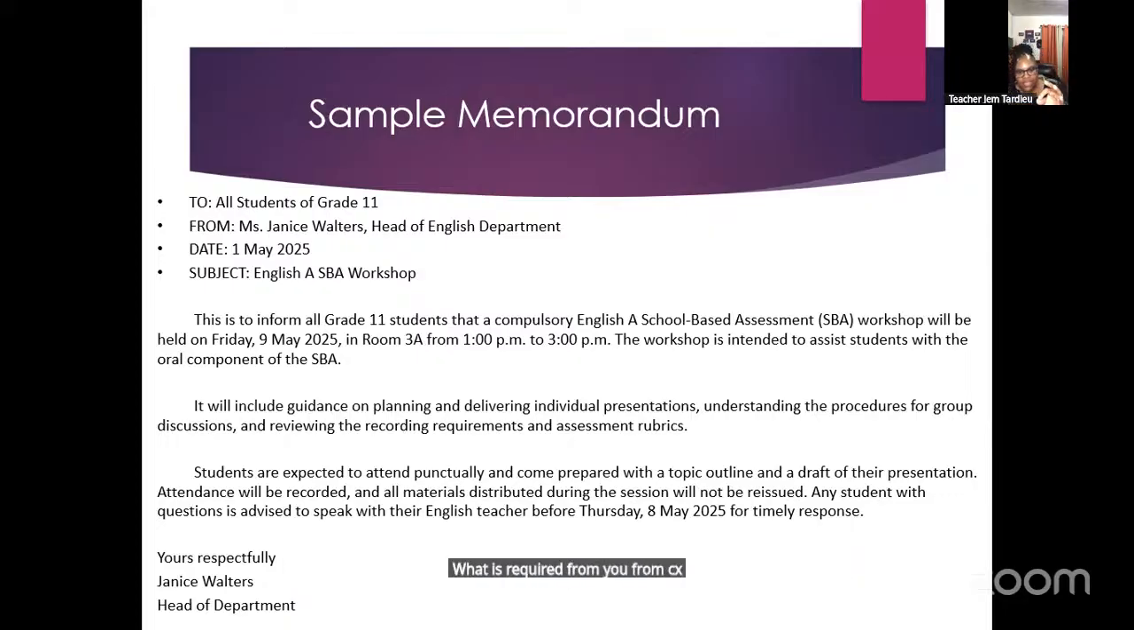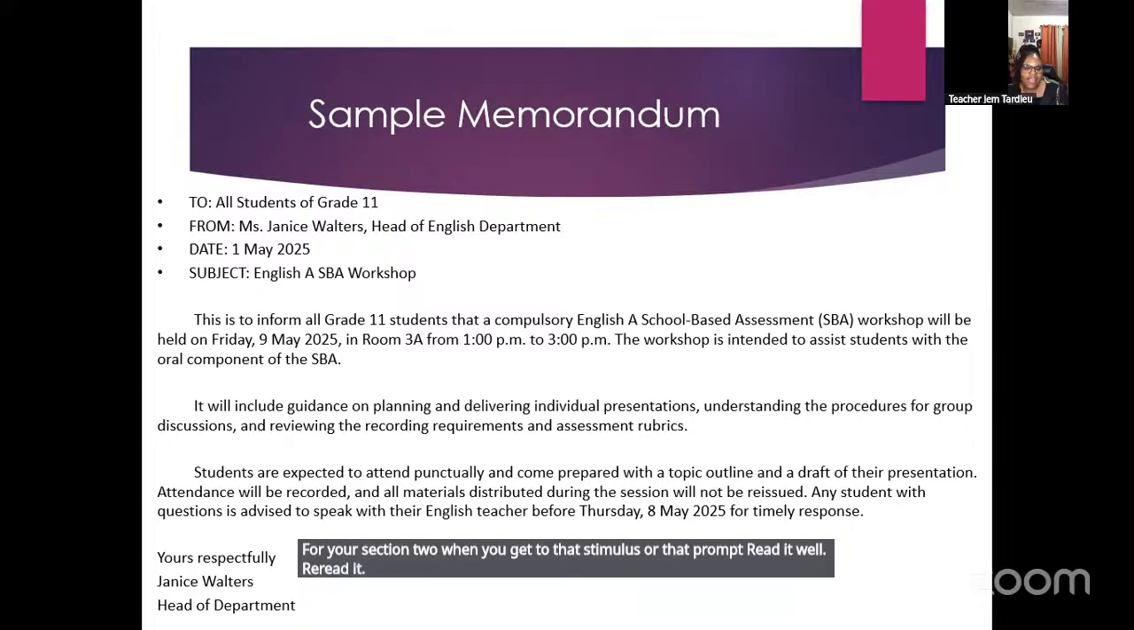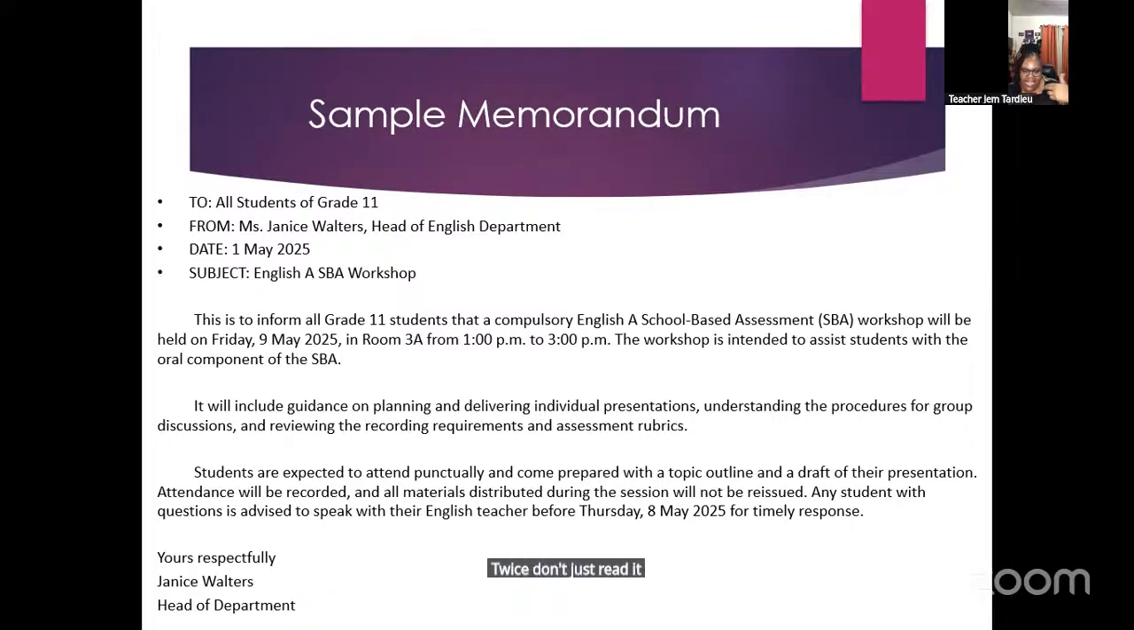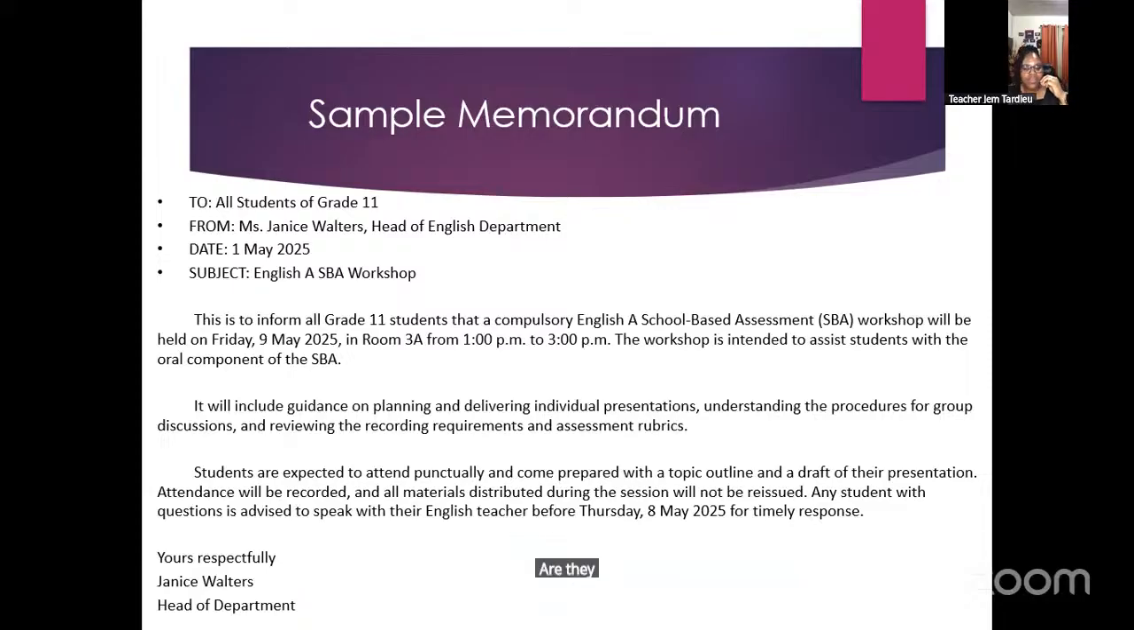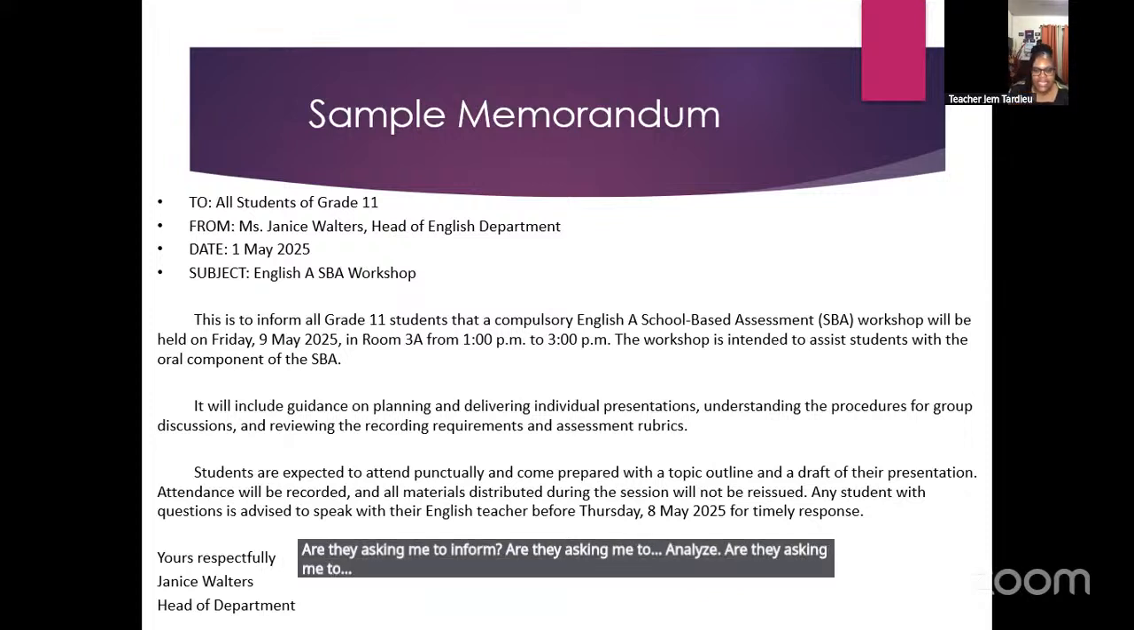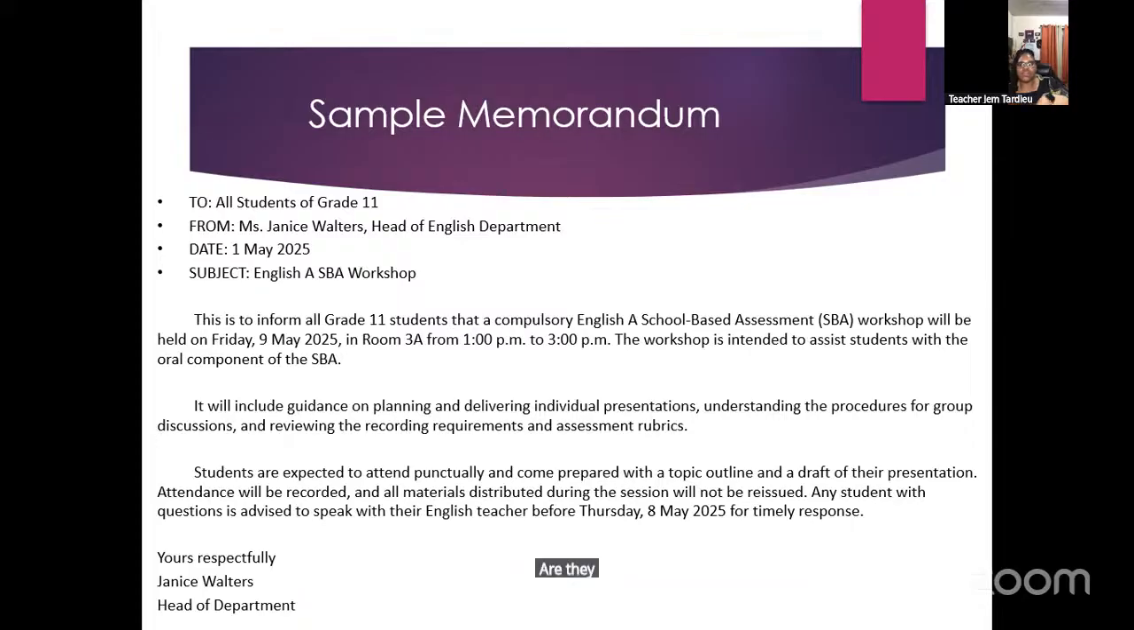So the prompt is the most important part. For your section 2, when you get to that stimulus or that prompt, read it well. Reread it twice. Don't just read it once. Read it again. Make sure you understand, what are they asking me to put in here? Are they asking me to inform? Are they asking me to analyze? Are they asking me to delegate? Are they asking me to report? What are they asking me to do?